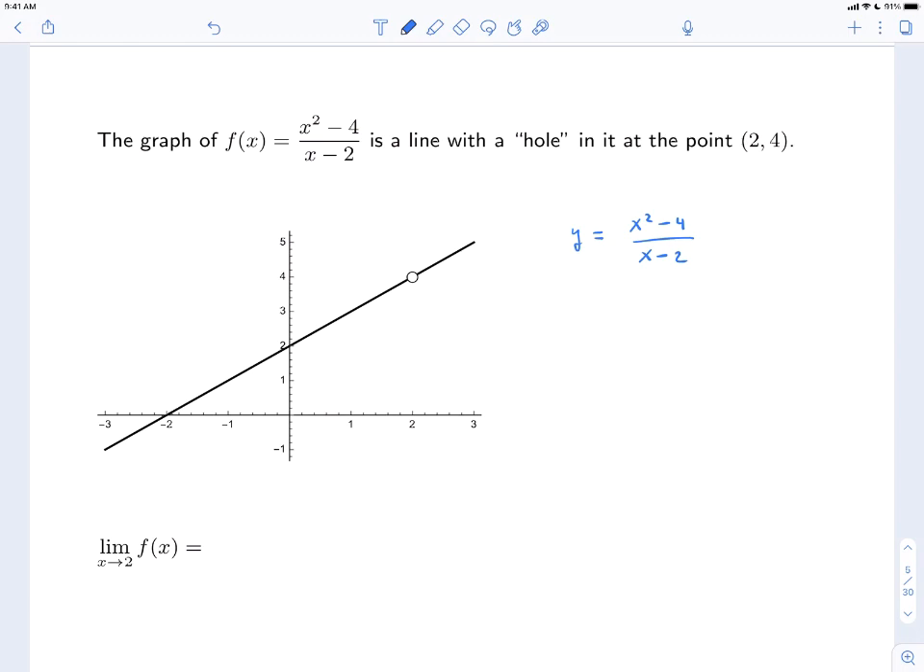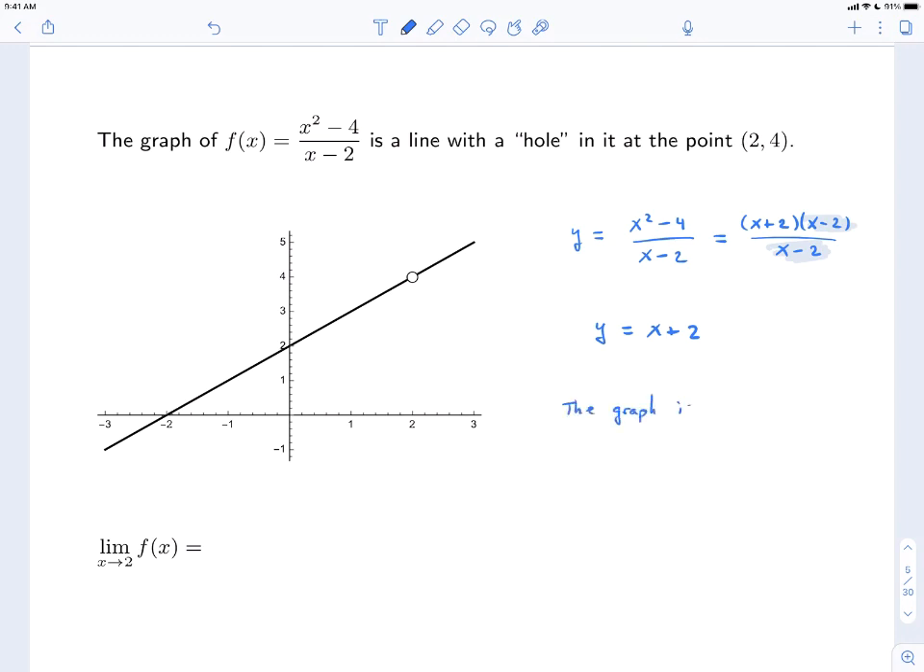And we can reduce that. If we factor the numerator, that's x plus 2 times x minus 2 divided by x minus 2. The numerator and the denominator have a factor in common, namely x minus 2. So we can reduce this, and we see that y is equal to x plus 2. This isn't the graph of y equals x plus 2. It almost is. It's just that it's got a hole in it. So this is the graph.